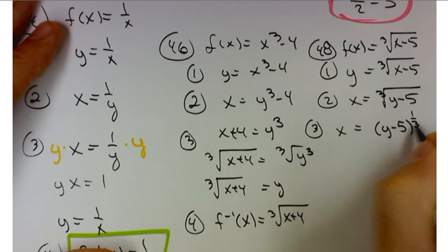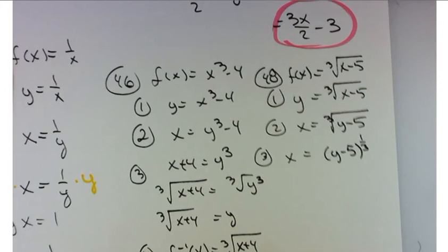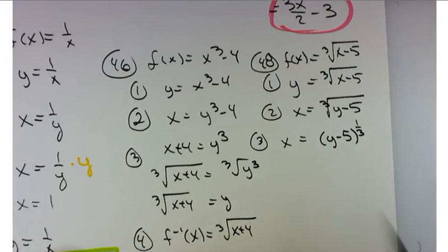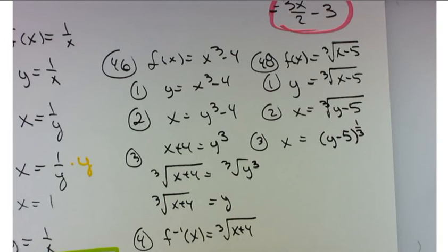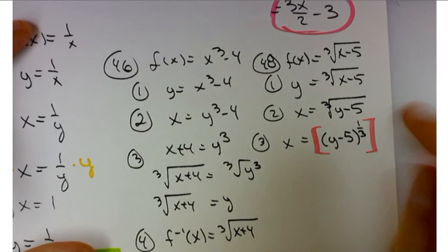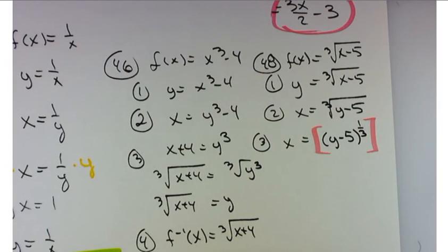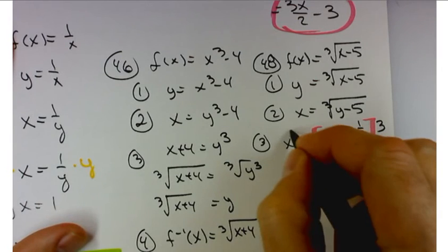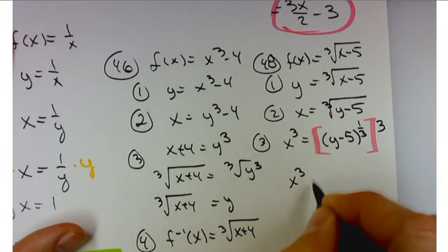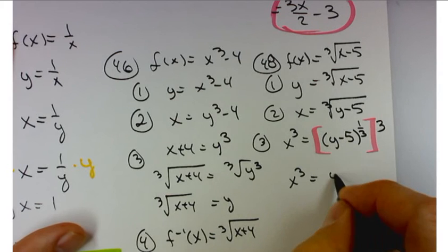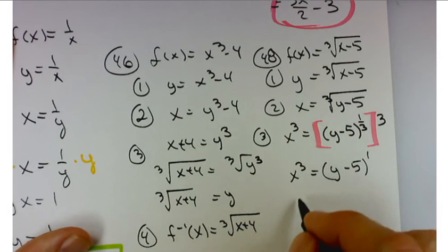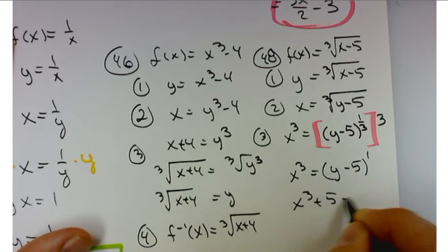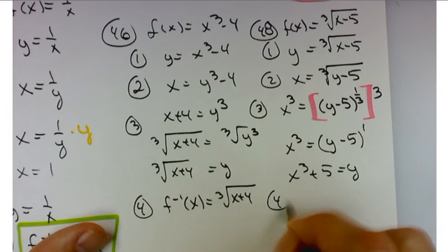Now, I think it was section 10.4 when we were solving equations that were quadratic in form that I suggested you raise both sides to the reciprocal power in order to solve. So in this case, what's the reciprocal of 1/3? It's 3. So if I cube both sides, I get x cubed. 3 times 1/3 is 1. So I get y minus 5 to the first power. Add 5 to both sides, x cubed plus 5 equals y. And last but not least, f inverse of x equals x cubed plus 5.